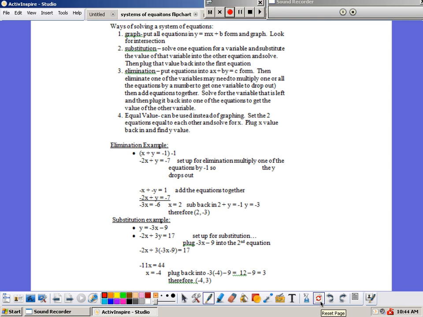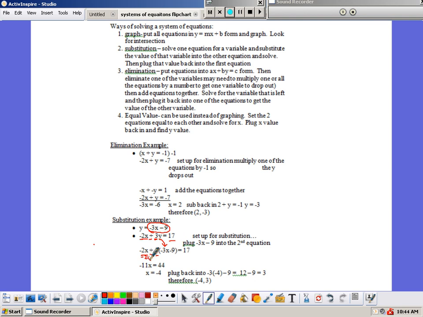In the next example, we're doing substitution. In substitution, one of the variables is already solved for. So y is equal to -3x minus 9. That means everywhere I see y in the second equation, I can put -3x minus 9. So I had -2x, so I wrote -2x down, plus 3. Instead of y, I put -3x minus 9 equals 17.